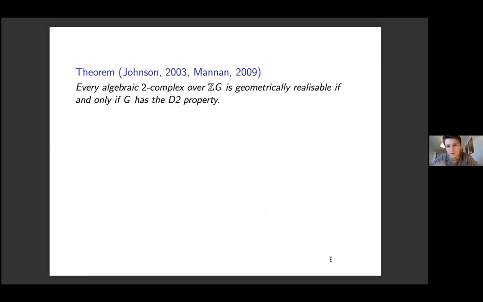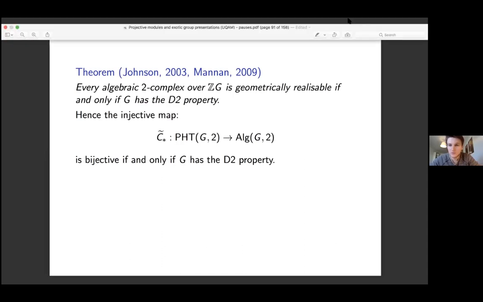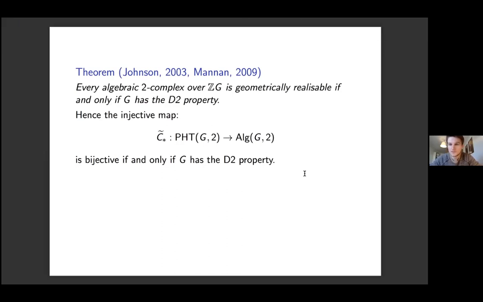Right. So how does the D2 problem relate to this classification that we're considering? It turns out that every algebraic 2 complex over ZG is geometrically realizable if and only if G has the D2 property. This was shown by Johnson for all groups, subject to a few minor conditions, which were later shown to be not important by Mannan in 2009. So in particular, the injective map from polarized 2 complexes to algebraic 2 complexes is bijective if and only if G has the D2 property. So we can study when this map is bijective and infer the D2 property, or do the converse.